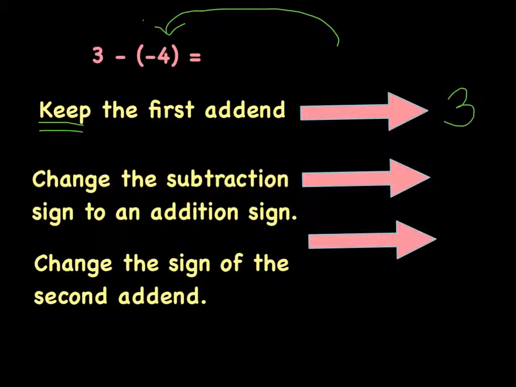The next thing we're going to do is change. We're going to change the subtraction sign to an addition sign. So we're going to change this subtraction sign here to an addition sign. So right now our problem looks like this: 3 plus.